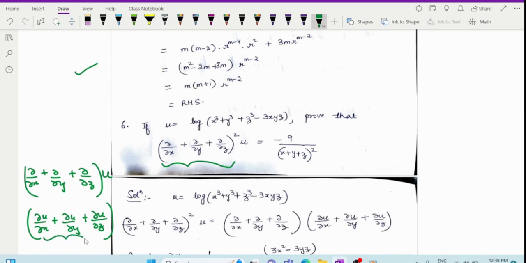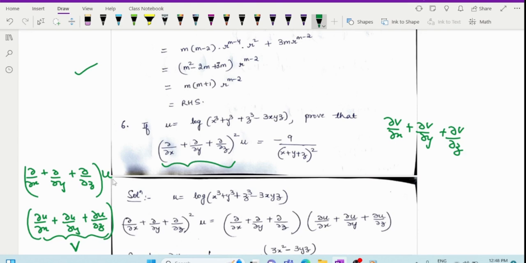So suppose this final answer is, let me call it v, then we need to do del v by del x plus del v by del y plus del v by del z again, because it's a square of this operator. So you'll first apply it once to u. Whatever answer you get after simplifying, you'll apply that operator again.